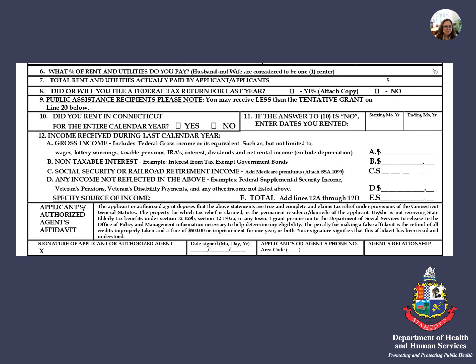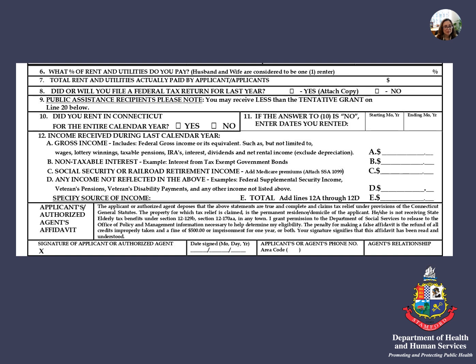Step 10, renting in Connecticut for the entire year. Did you rent in Connecticut for the entire year? If the answer is yes, you can move on to Section 12. If not, in Section 11, you will need the dates you rented. Just fill in the start month and year, and the end month and year.